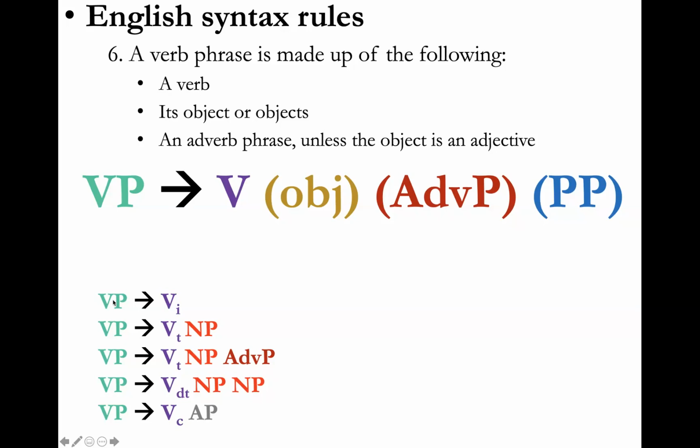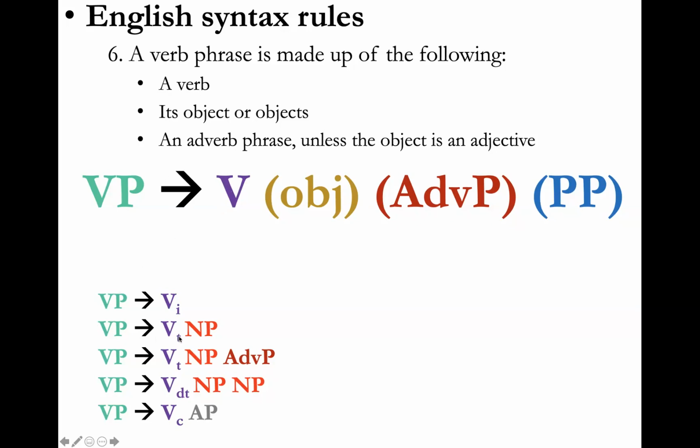So the most simple verb phrase is just one intransitive verb. Like in a sentence like, the cat meowed, right? Cat is your noun phrase because a noun can be a noun phrase by definition. And then meowed is an intransitive verb, no object. So that's it. So you have no object, no adverb phrase, no prepositional phrase. It's literally just a verb.